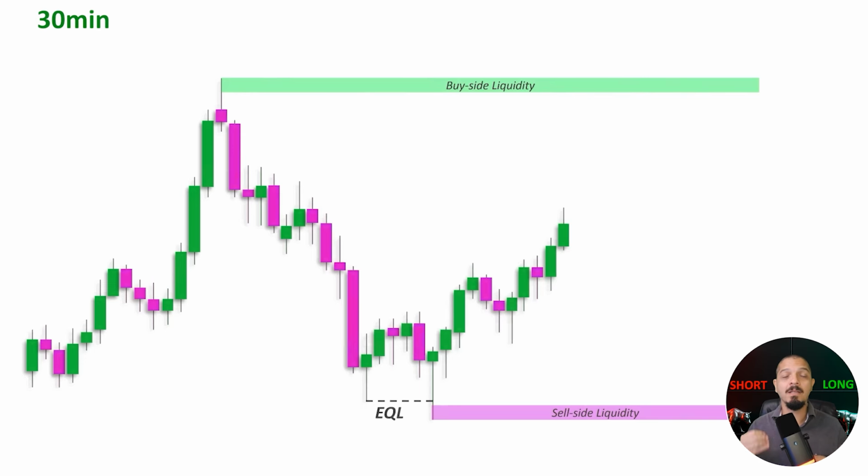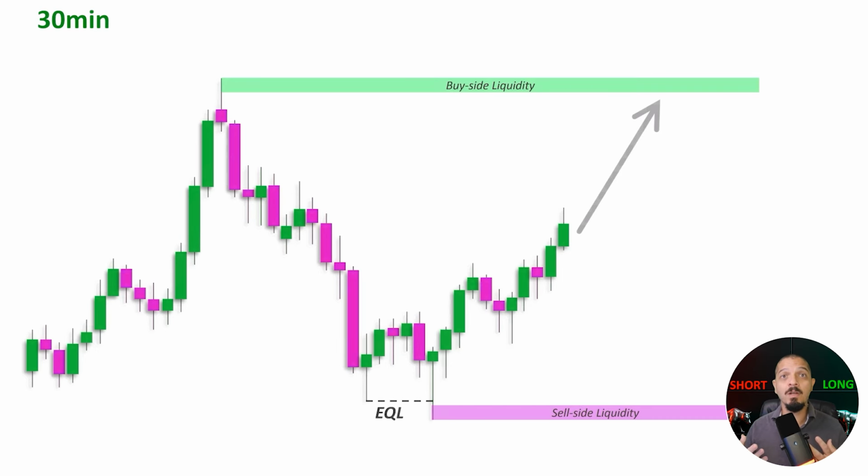With that in mind, the first step is to locate a major high or low on the 30-minute chart that price is approaching. In this example, we have buy-side liquidity on the 30-minute chart, and price is being drawn upward toward it. We can anticipate that move, since liquidity tends to attract price. If a clear draw on liquidity isn't visible on the 30-minute chart, zoom into the 15-minute chart for more detail.